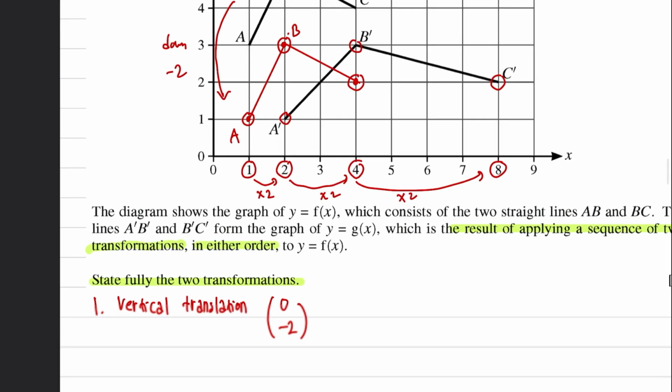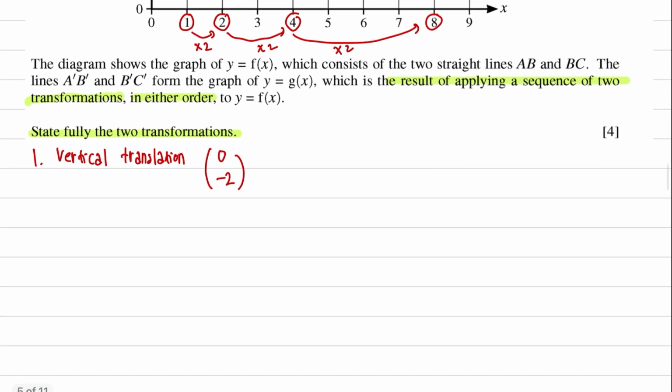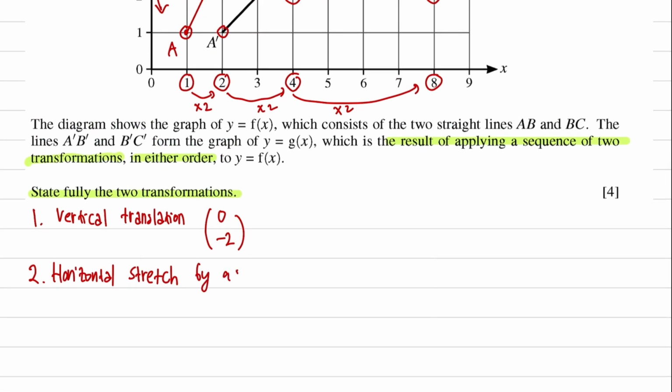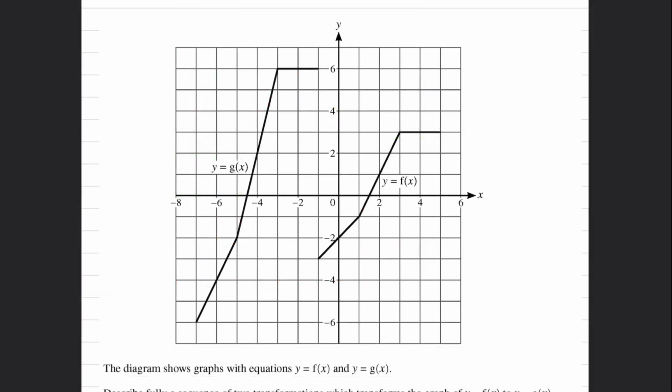That means we can say this is the horizontal stretch by scale factor 2, because we multiply all of our x, the horizontal one, by a scale factor 2. Keep in mind that the transformations can be in either order, because one is vertical, one is horizontal, so the order does not matter. Let's look at the next question.